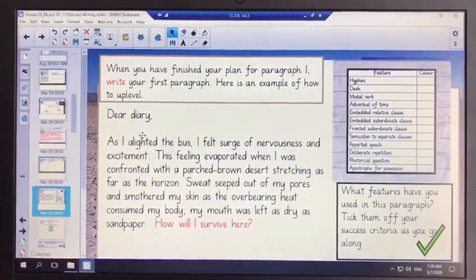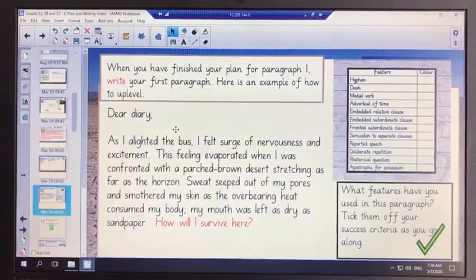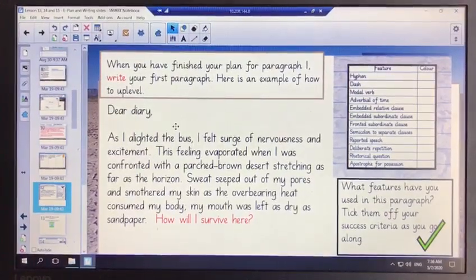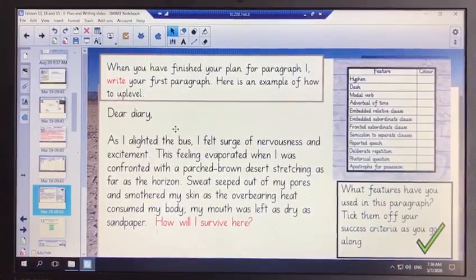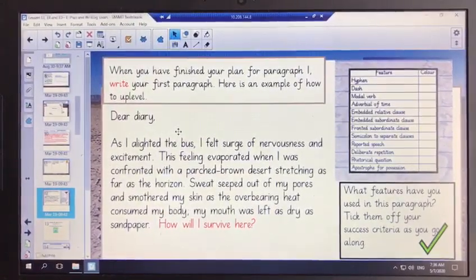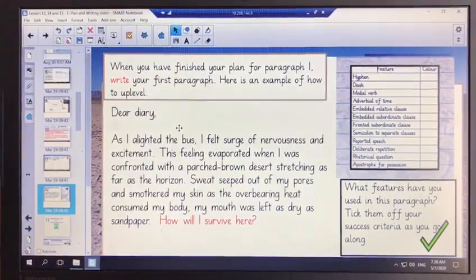When you have finished your plan for paragraph 1, write your first paragraph. Here is an example of how to up level. Here is an example that we have come up with, taking those ideas from our plan and transforming them into part of our first paragraph.